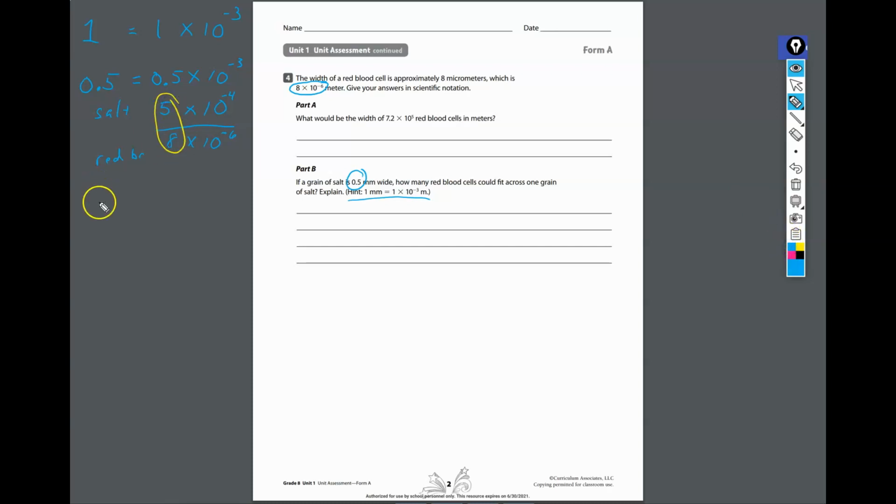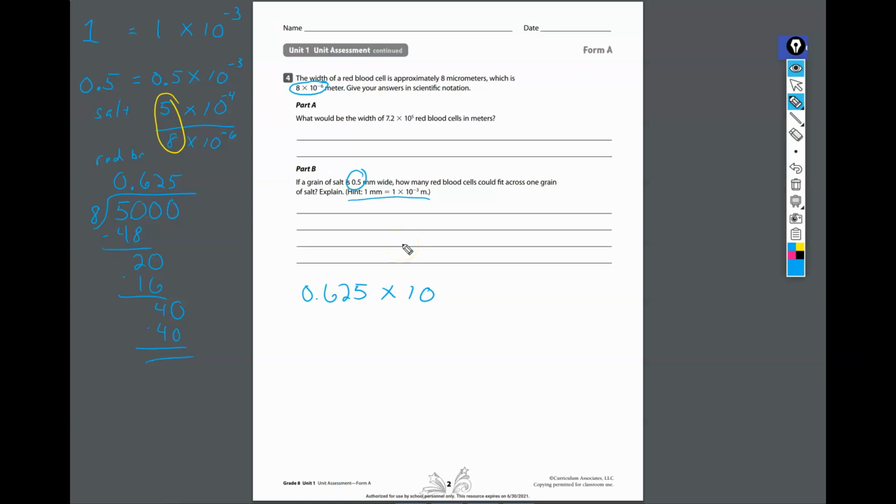Actually 8 into 5. The bottom goes into the top. 8 doesn't go into 5. So we're going to try 50. 8 goes into 50 6 times. 6 times 8 is 48. Bring down another 0. 8 goes into 20 2 times. Bring down another 0. 8 goes into 40 5 times. So now I've divided that to give me 0.625.